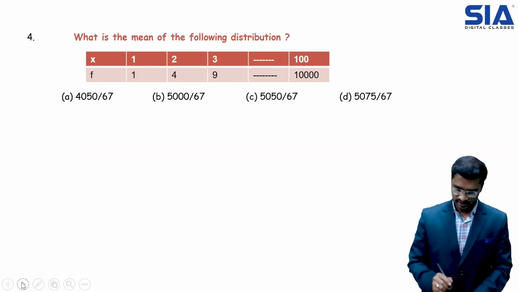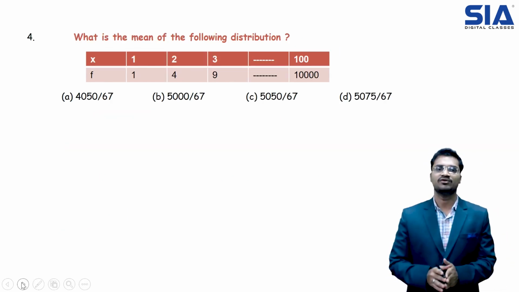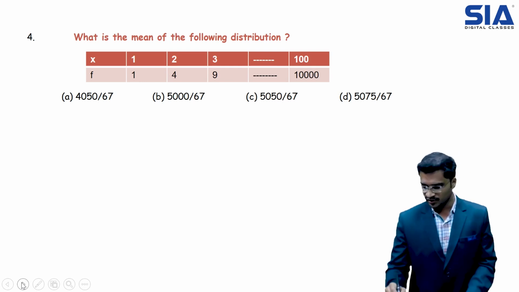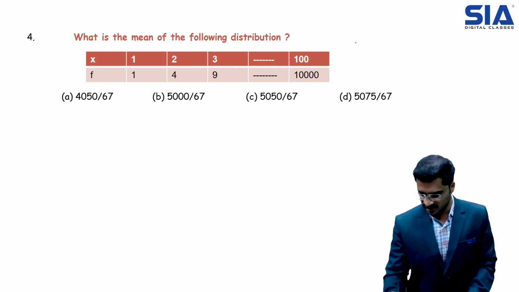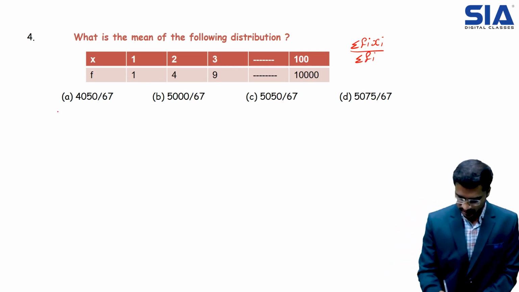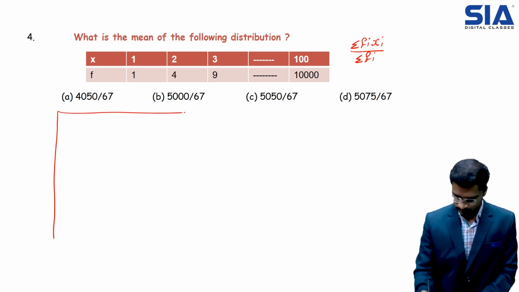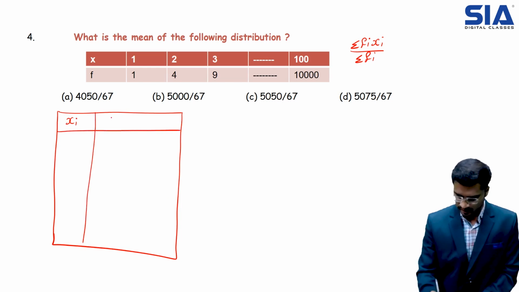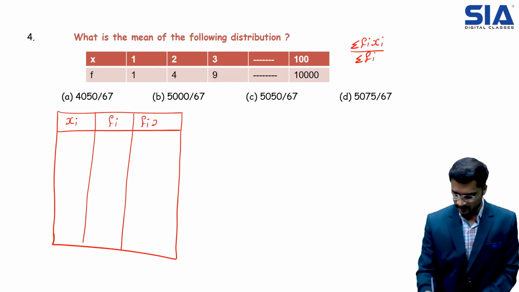Now coming to the next question, which is: what is the mean of the following distribution? We have to find the mean of this distribution. We know the formula for mean is sigma fi multiplied by xi divided by sigma fi. So let us draw the table here: xi values, then fi values, then fi multiplied by xi.